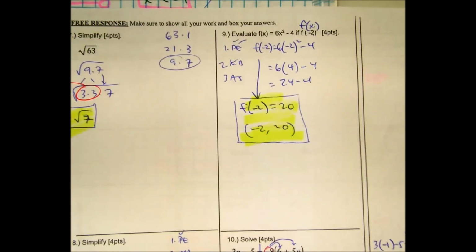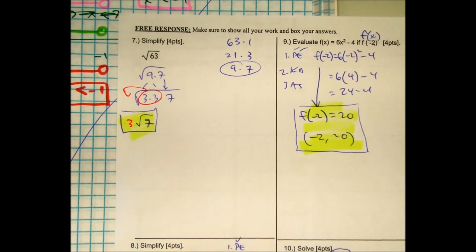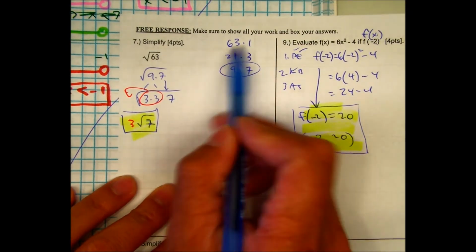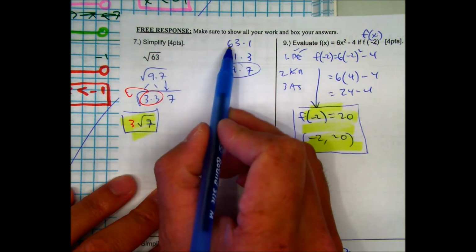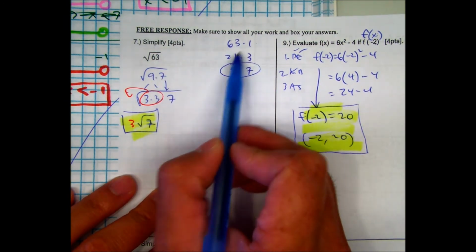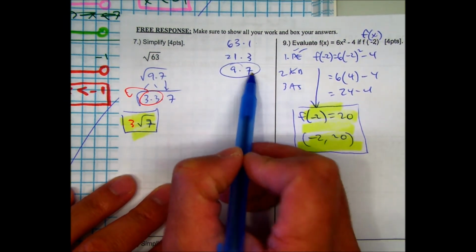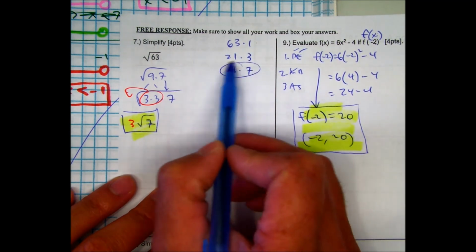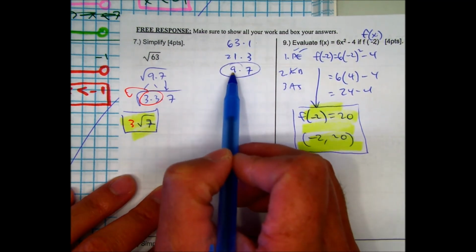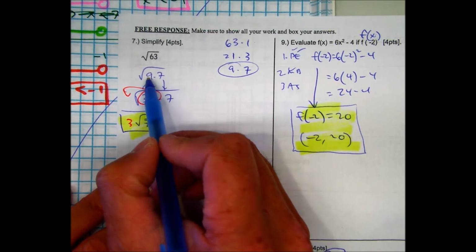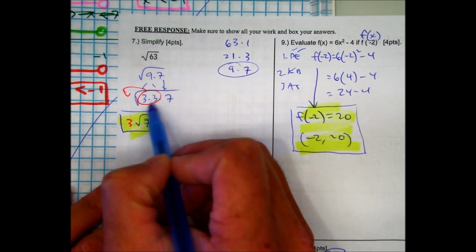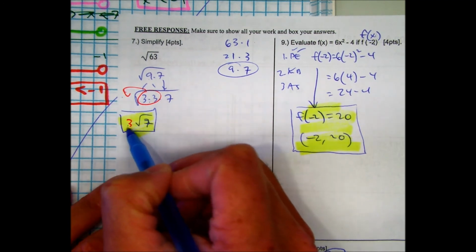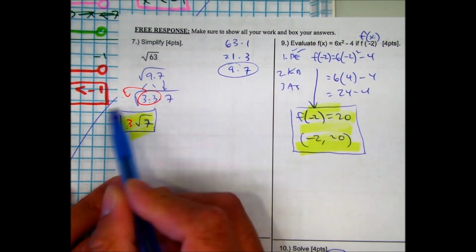Alright, on the back side for number 7, it says make sure to show all your work and box your answers. Simplify. So the square root of 63, I'm going to write out all the factors. 63 and 1, 21 and 3, 9 and 7. Although any of these would work, this is the best one because it has a perfect square. 9 can be broken down as 3 times 3, so I have a pair here. The pair comes out, and you only write the number once. So 3 radical 7 is your correct answer.